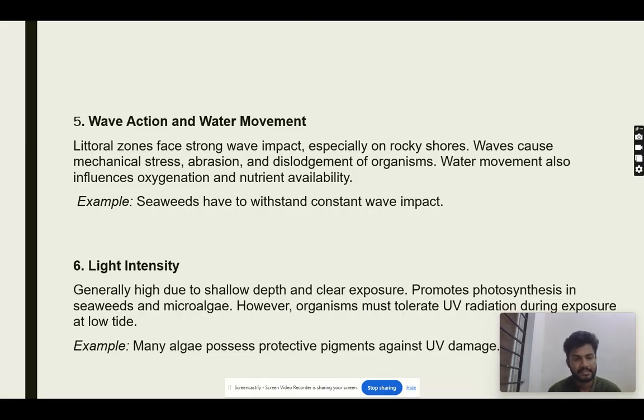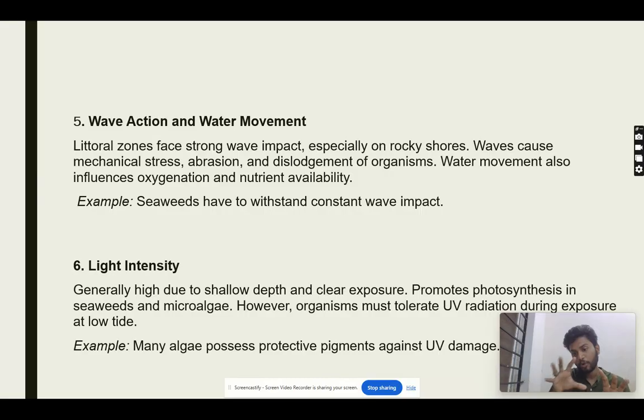Then comes the light intensity, generally high due to shallow depth and clear exposure. Usually the littoral zone is in the topmost part of the oceanic zone, so basically light intensity is high here. It promotes photosynthesis in seaweeds and microalgae. However, organisms must tolerate UV radiation during exposure at low tide. When low tide happens, the sunlight or UV exposure will be more.